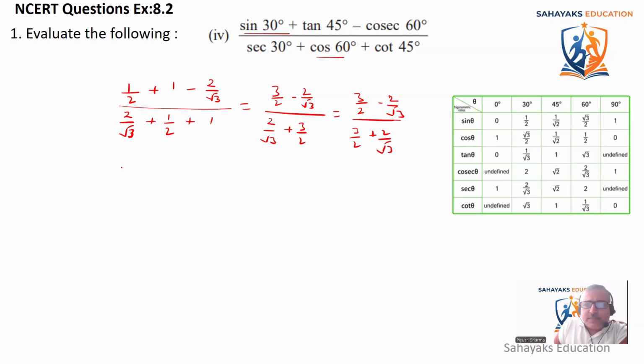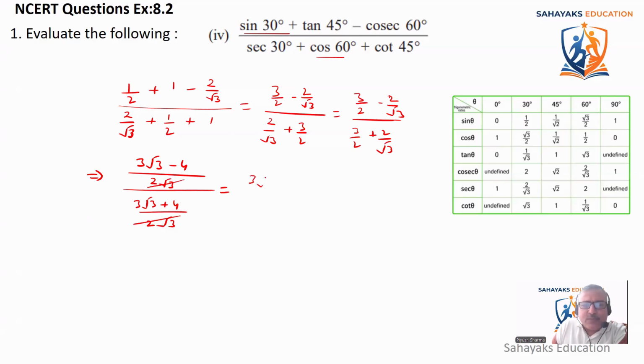So first of all, let's take the LCM, it becomes 2 root 3. So it becomes 3 root 3 minus 4 divided by, again, if I say 2 root 3, it becomes 3 root 3 plus 4. That also implies this will cancel out with this. So it becomes 3 root 3 minus 4 divided by 3 root 3 plus 4. Let's rationalize the denominator. How to rationalize? We'll multiply it by 3 root 3 minus 4, 3 root 3 minus 4.